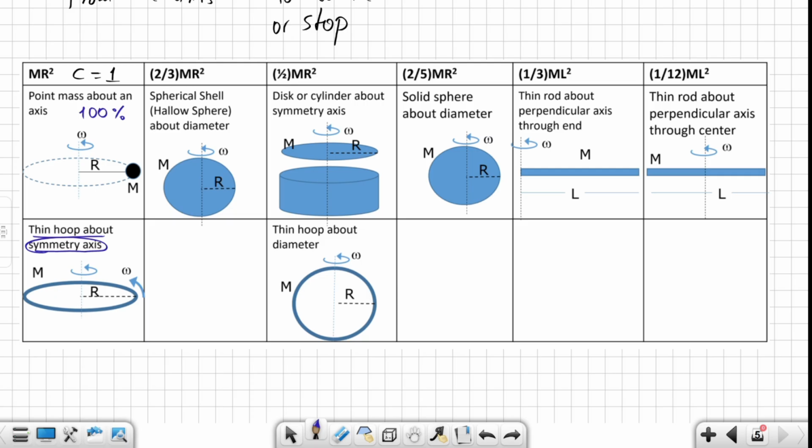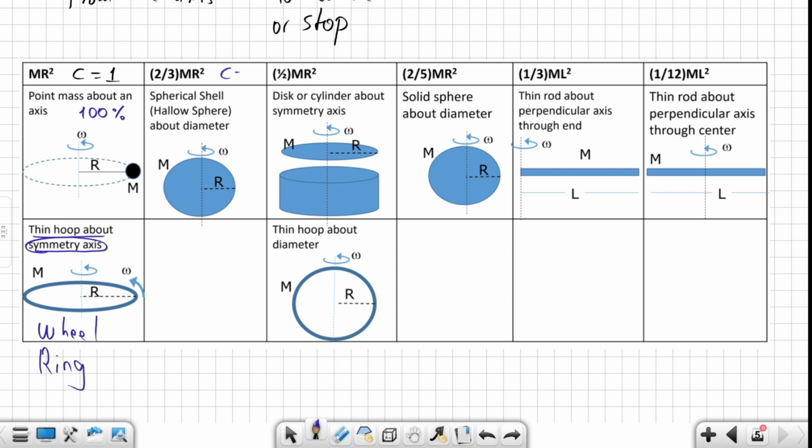The next one is thin hoop around a symmetry axis. This is important because we have two thin hoops. One of them is around symmetry axis and one of them is around the diameter. So the one that is around the symmetry axis has 100% of the mass at the farthest point actually. An example for the thin hoop around symmetry axis is a wheel or a ring.